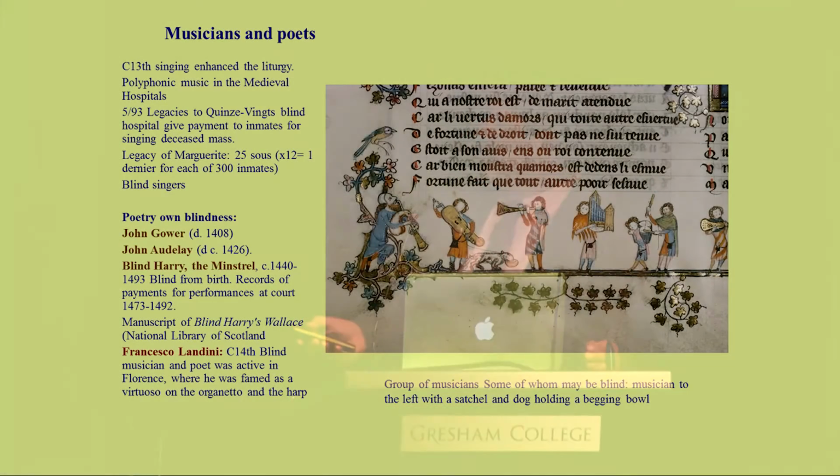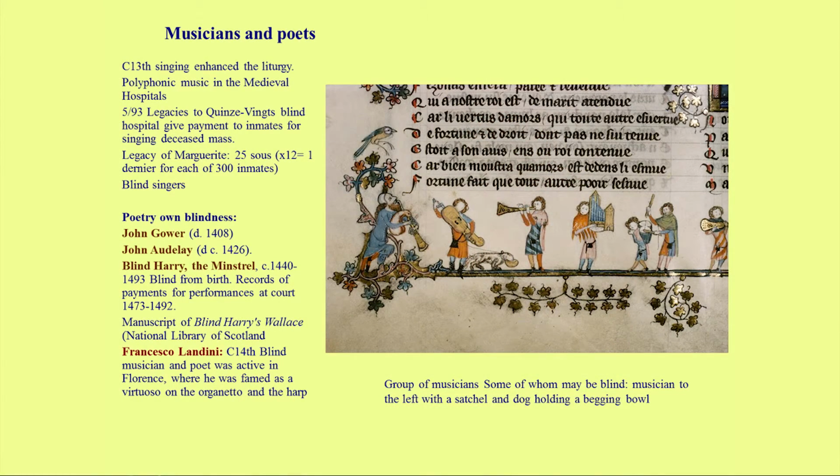Some of the images are difficult to determine who is and isn't blind here, but this person's definitely blind because they've got the dog, and the dog has the begging bowl. And often the dog would carry the begging bowl for the blind beggar. There are several instances of poets and so on that we know about who are blind, and payments. Unfortunately, they don't tell us much about their own blindness. They just mention it in passing.